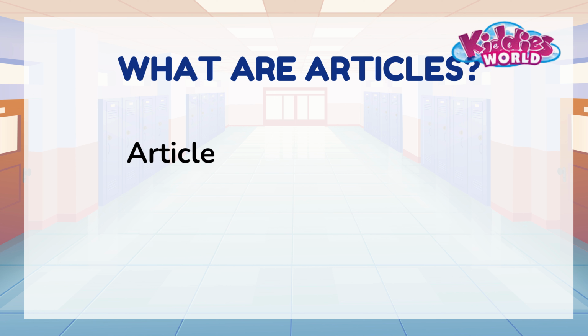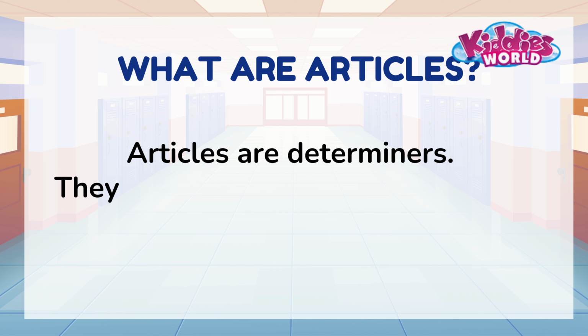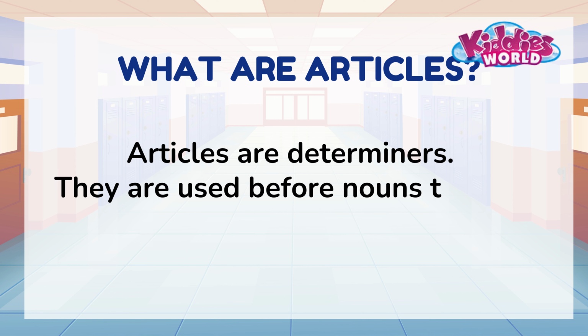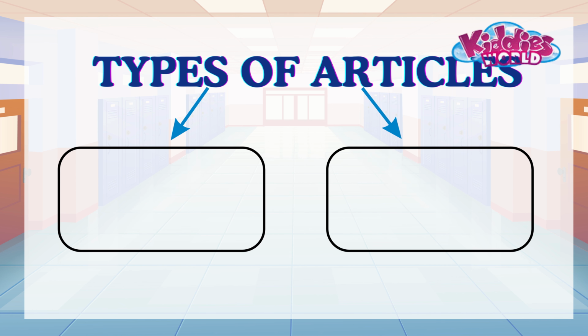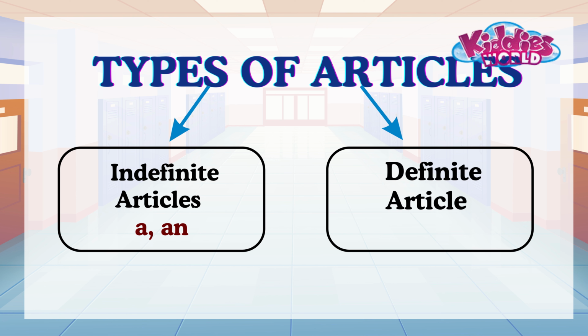What are articles? Articles are determiners. They are used before nouns to point them out. We have two main types of articles: indefinite articles, a and an, and the definite article, the.